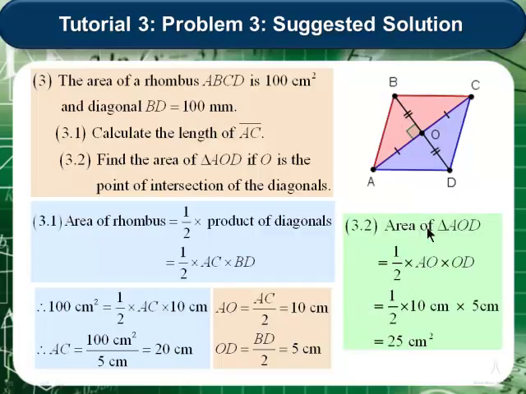So therefore the area of triangle AOD is half AO times OD, so it's half 10 times 5, or 25 square centimeters. Just a bit of a reflection. Actually, it's easy to see that all four of these triangles will have exactly the same area, so each of them will have an area which is a quarter of the rhombus, or 25 square centimeters.